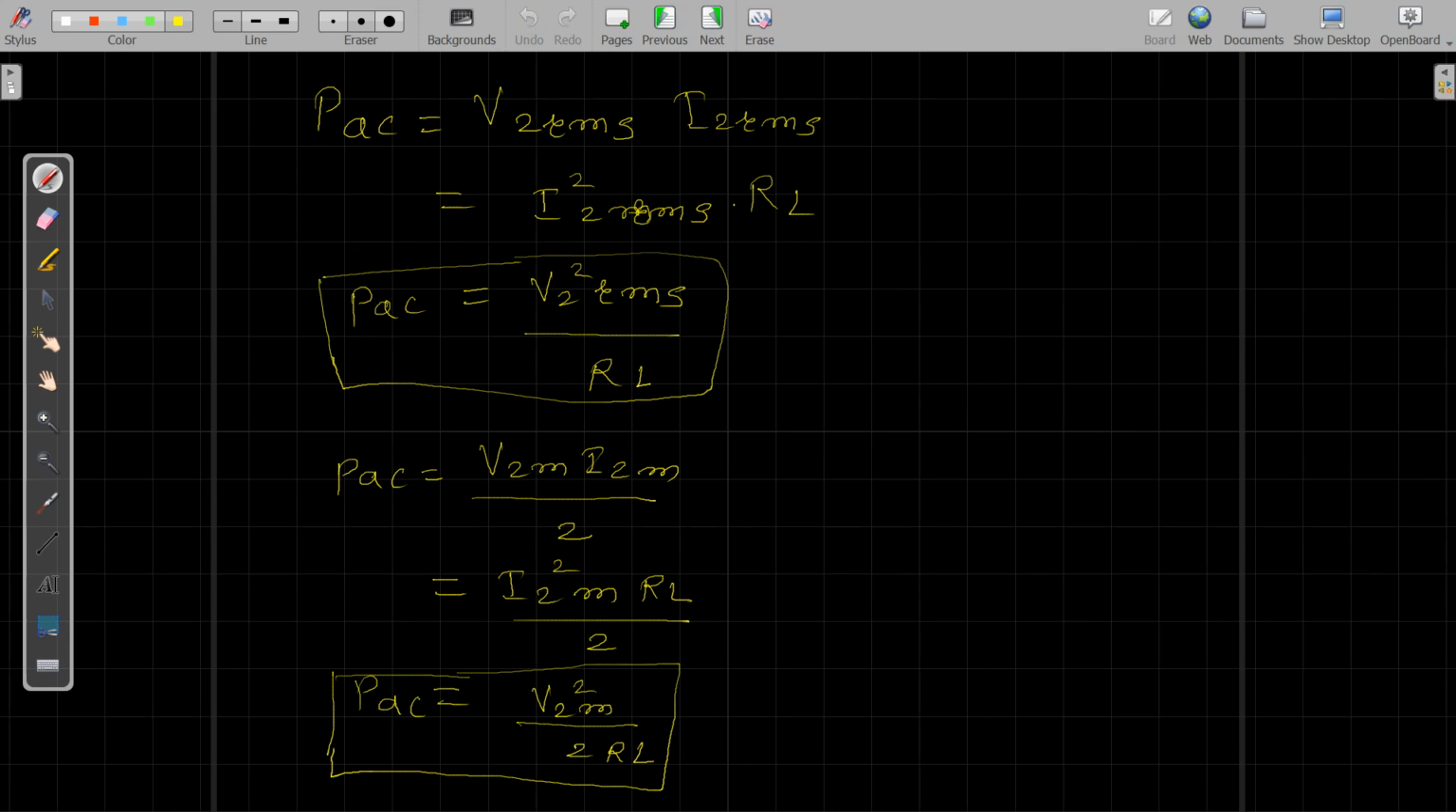V2M is nothing but the magnitude or peak value of the secondary. Because of that, I can get the expressions for PAC in terms of VRMS and PAC in terms of peak. There's not much to explain over here, because we are simply doing the substitutions the way we have done in the class A directly fed amplifier, the same way we have done over here.